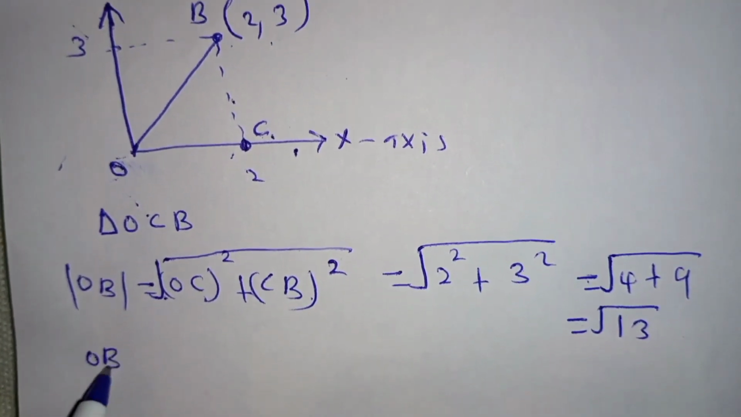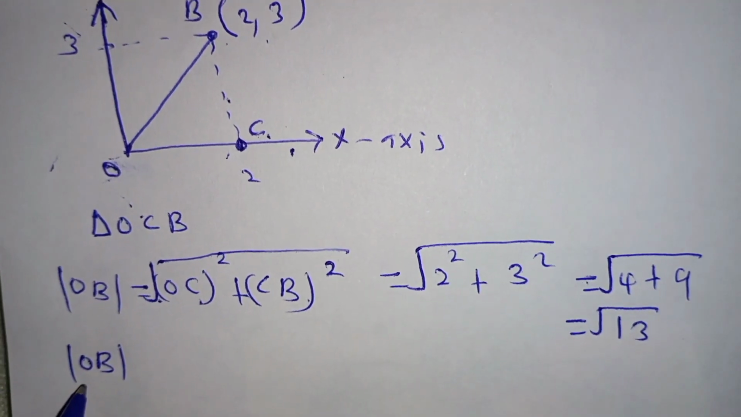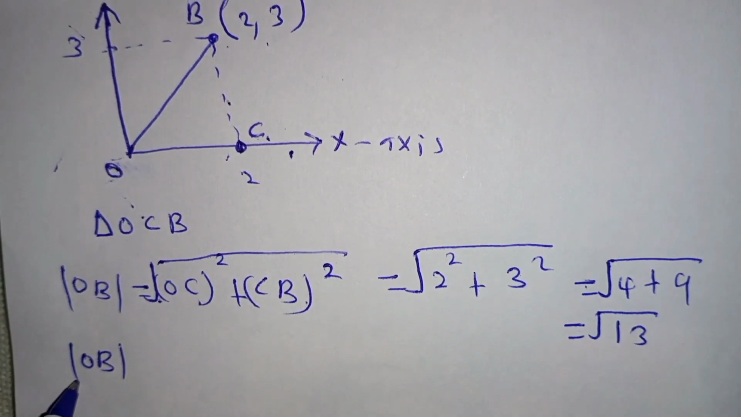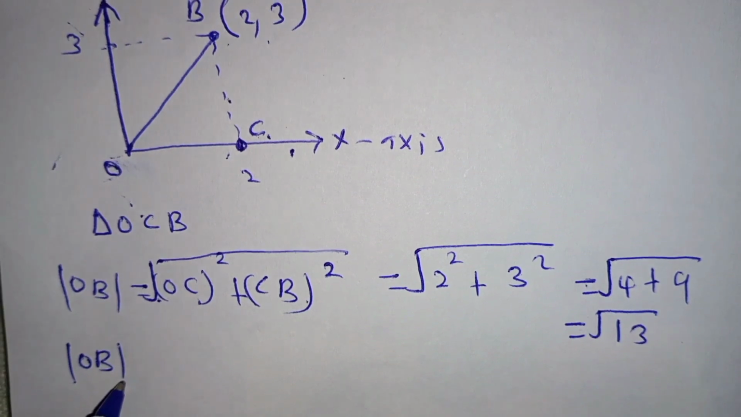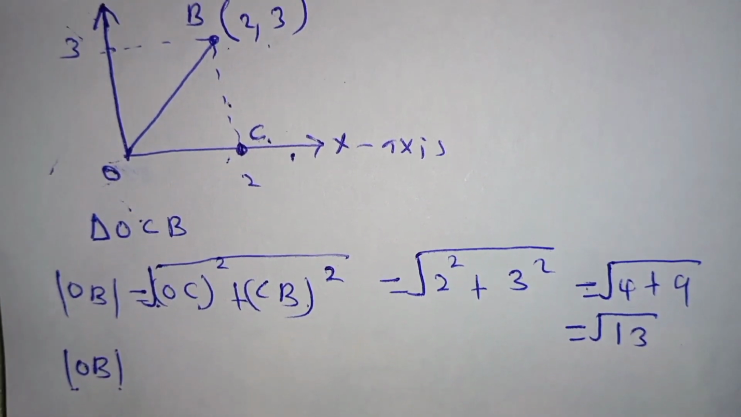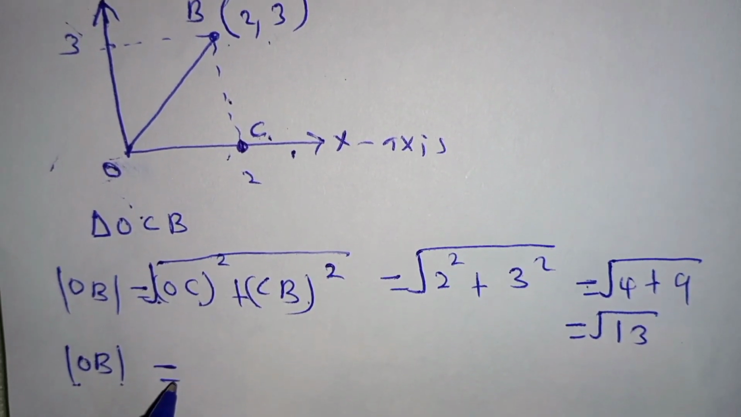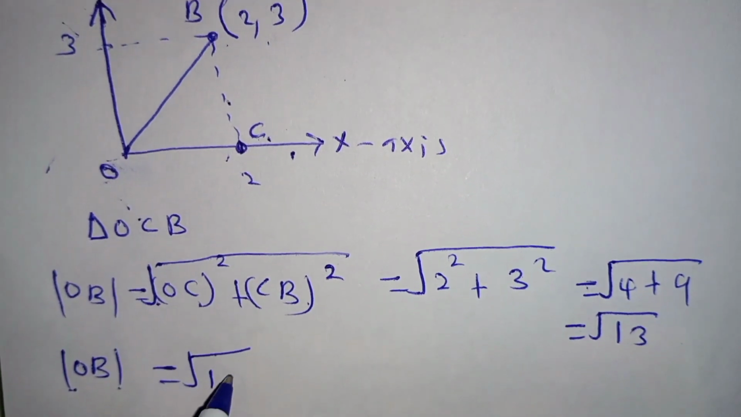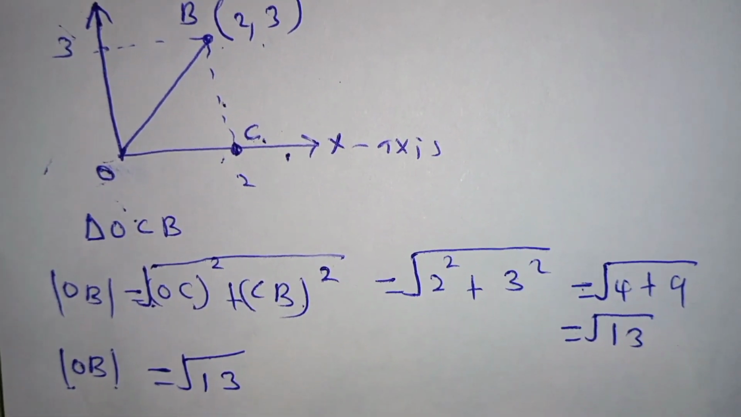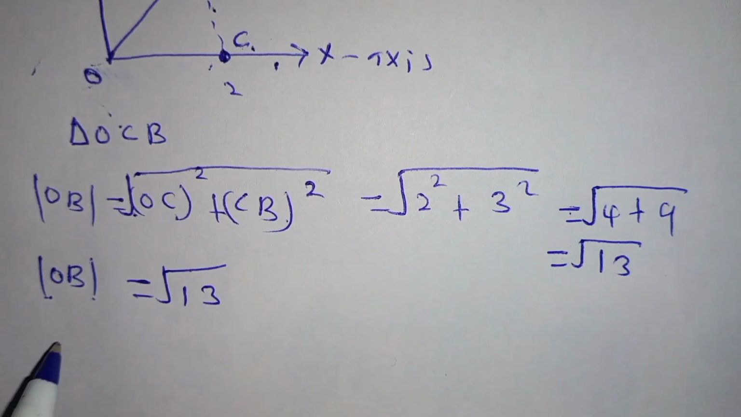So OB, the size or modulus of our vector, is written as OB with these 2 bars to stand for the modulus, size or the magnitude of our vector, and is equal to square root of 13.